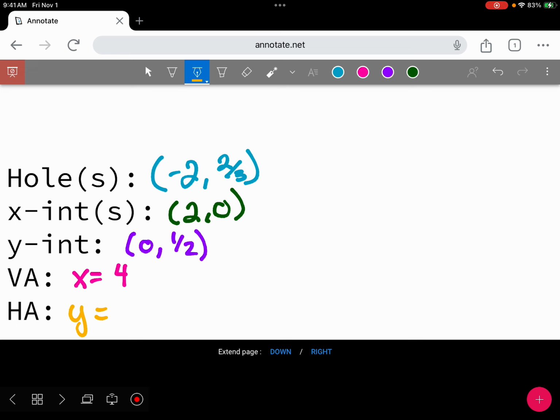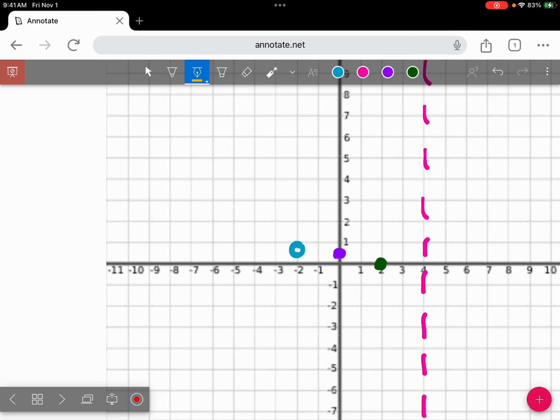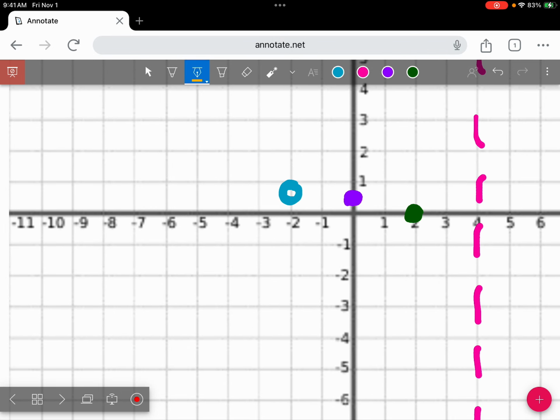What do we have? Say it louder, I can't hear you. 1, yeah. I just kept hearing y equals from. I'm old and it's a Friday and we're tired and I get that. So y equals 1, our asymptote's right here.